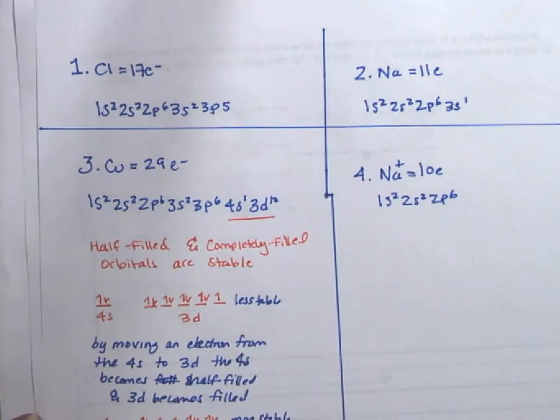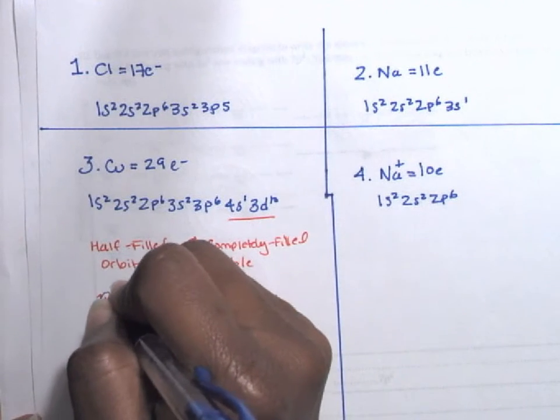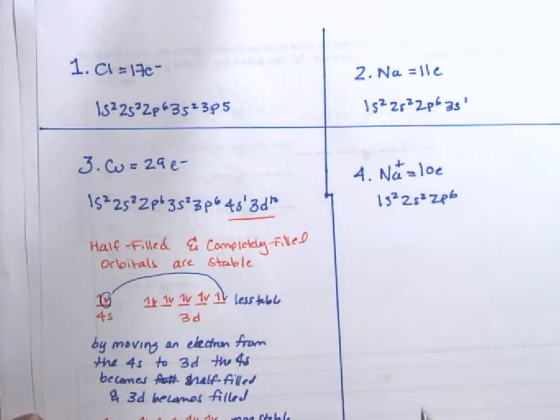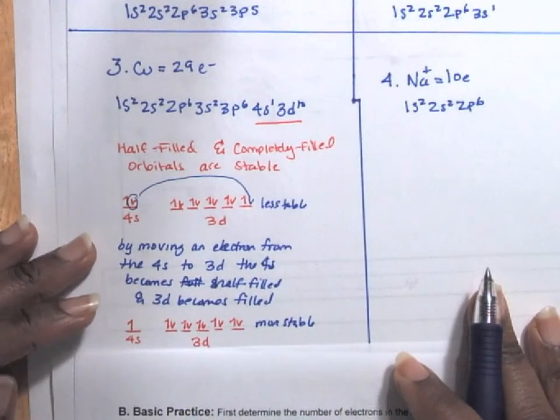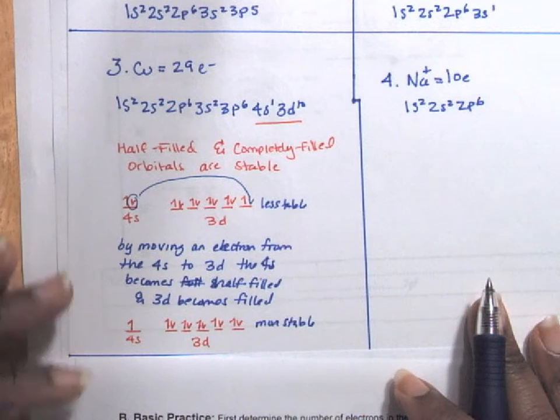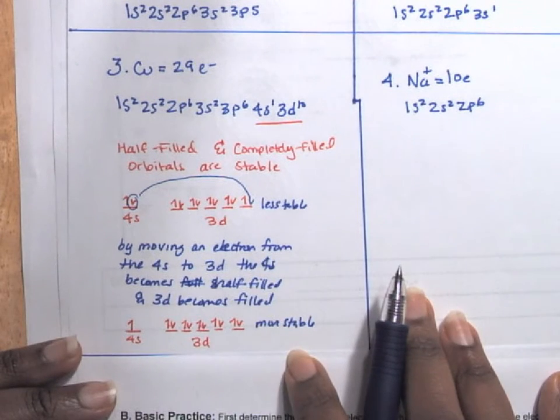And in order for it to be full, what we can do is take 1 from the 4s and move it into the 3d. And by doing that, we make the 4s half filled, which is good because that's stable, and we make the 3d completely filled, and that's stable too.